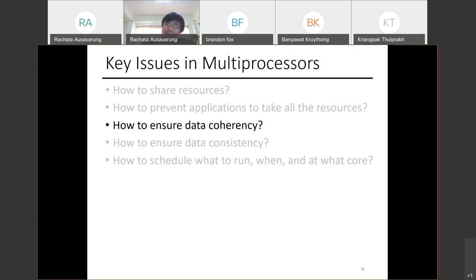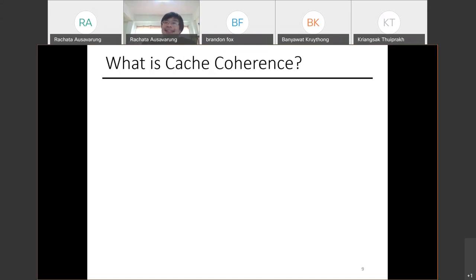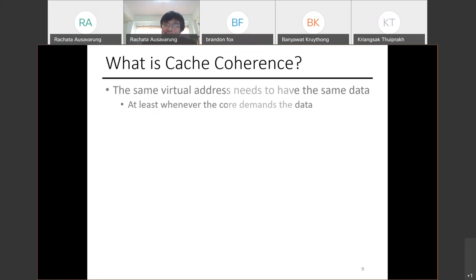So the first question that you might have in mind is, what is cache coherence? When you have a pointer, right, the same virtual address needs to have the same data. It's the data that you're supposed to have the same single value for, right? Or at least whenever the core demands the data, whenever I want to read from that address, I should get the most updated version of that address.